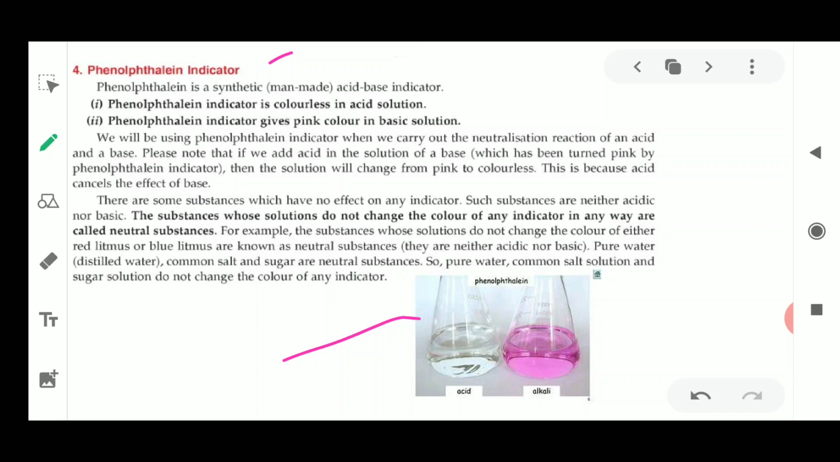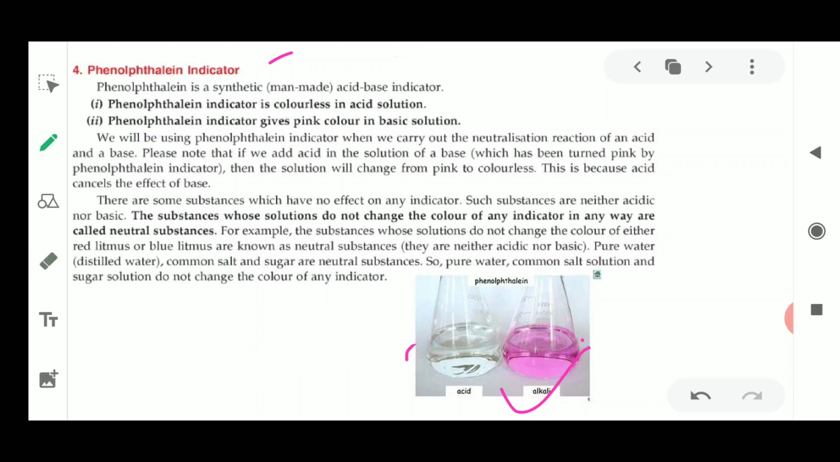Now how does this color change indicate whether a given substance is base or acidic? Phenolphthalein indicator is colorless in acidic solution, whereas it gives light pink color with alkaline or basic solution. As you could see in this diagram, in the first diagram it is just like water, it is transparent. When you are adding acid to it, it is not going to show any change. The color is not going to change. As soon as you are adding phenolphthalein into basic solution, it is going to give you a light pink color. A light pink color change is observed.